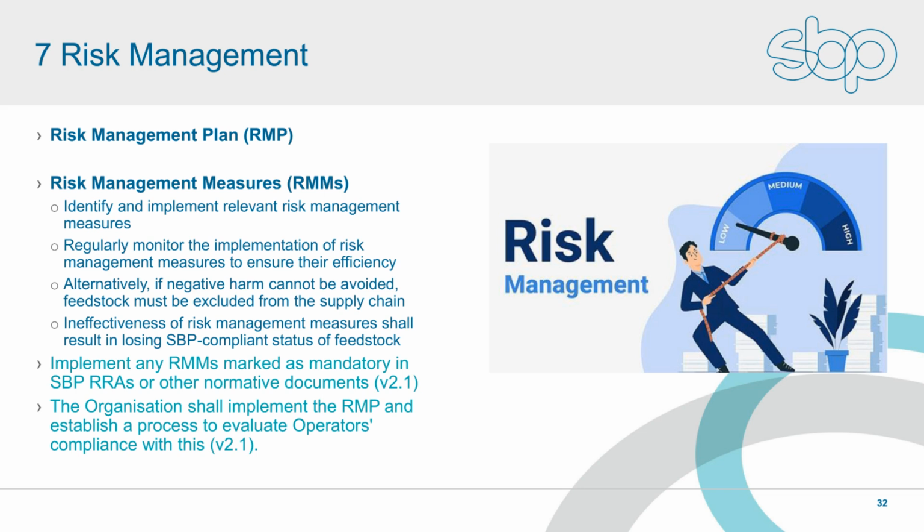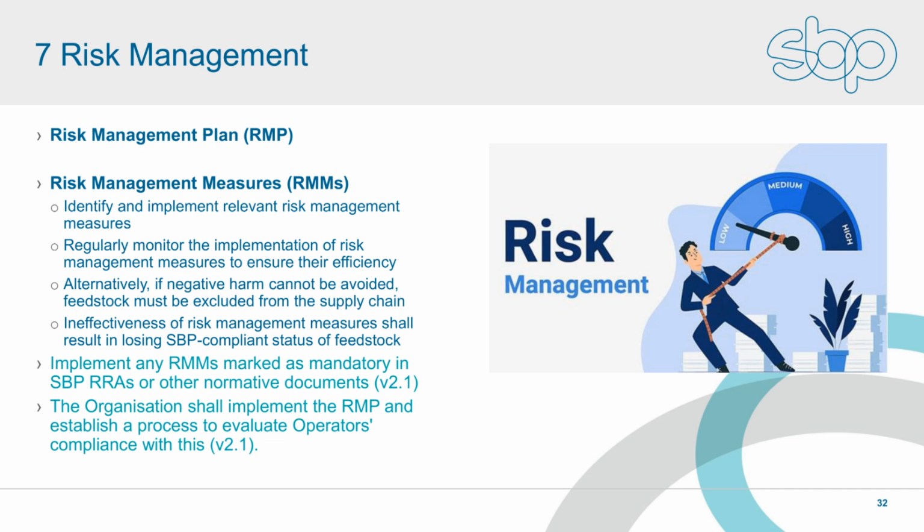Version 2.1 makes two important additions to this picture. First, Clause 7.2. The organization must implement any RMMs marked as mandatory in SBP regional risk assessments or in other normative documents. This is a broader scope than version 2.0, which referred only to mandatory measures in instruction documents. Where SBP has identified measures as mandatory anywhere in its normative framework, they are not optional.